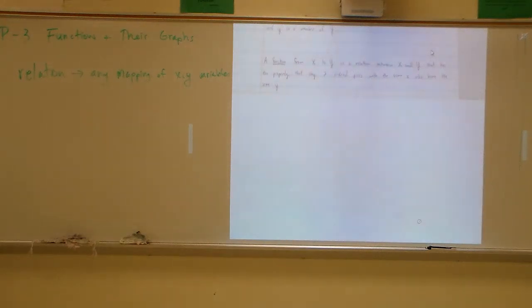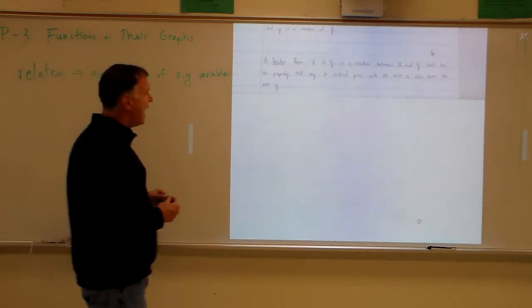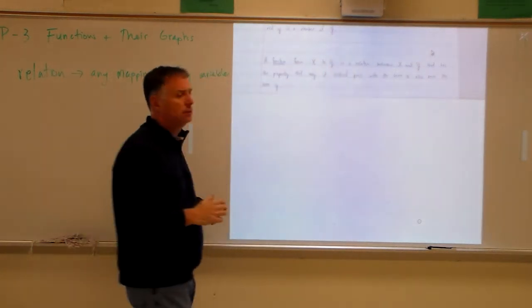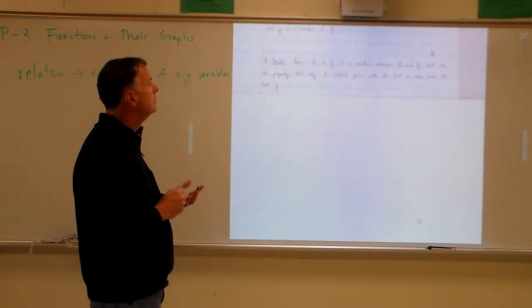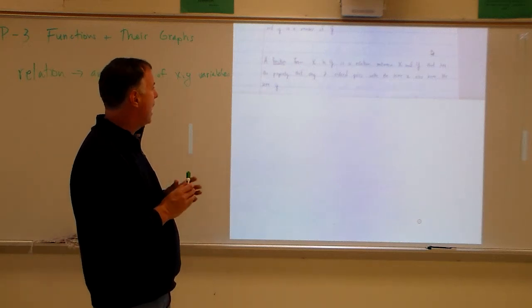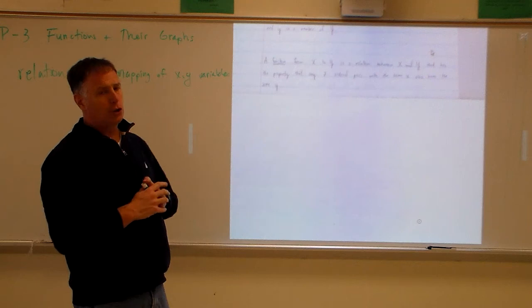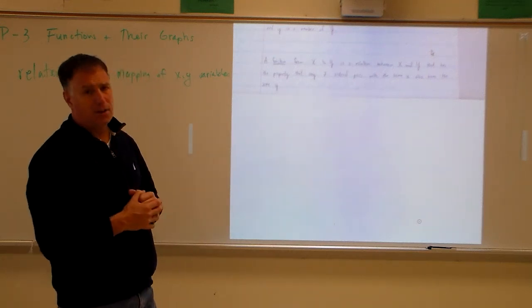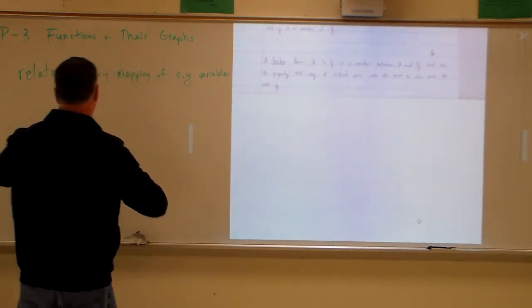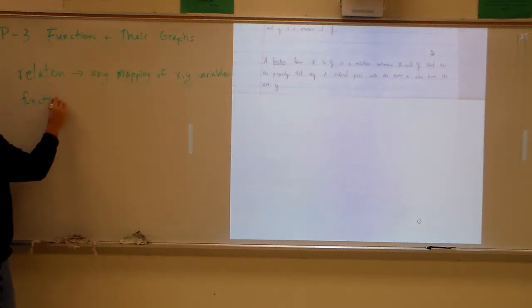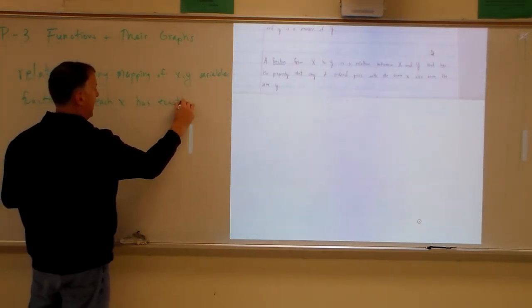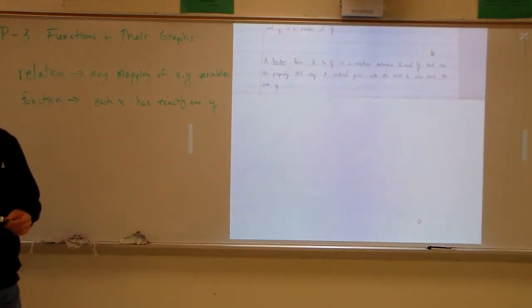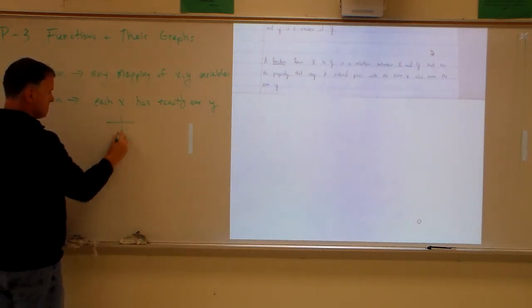So let's talk about what is getting a little bit more specific, okay? And that's a function. So it says a function from X to Y is a relation between X and Y that has the property that any two ordered pairs with the same x have the same y. Okay? Function: each x has exactly one y.